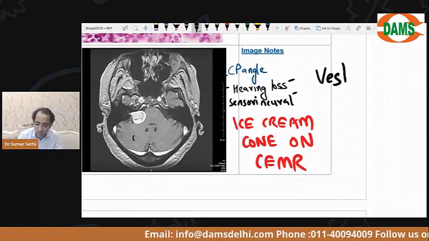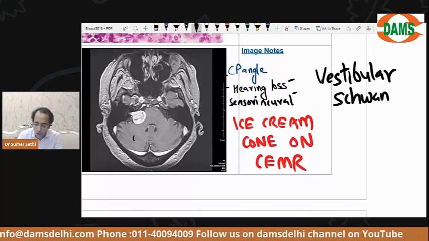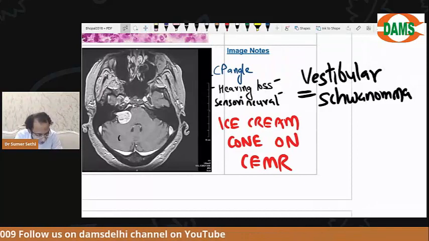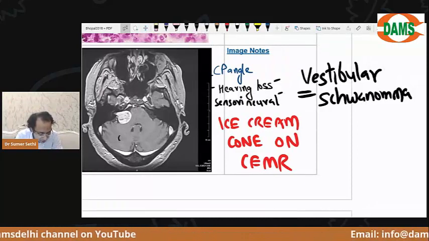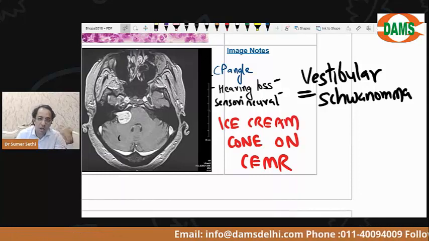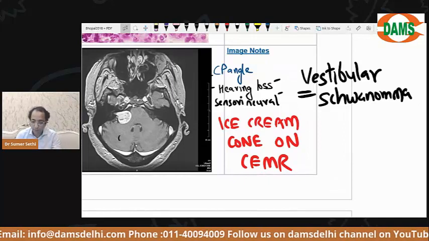What is this tumor? Vestibular schwannoma. Okay, this is vestibular schwannoma. Everybody clear? Schwann cell tumor, nerve sheath tumor arising from the vestibular division. We call it vestibular schwannoma.